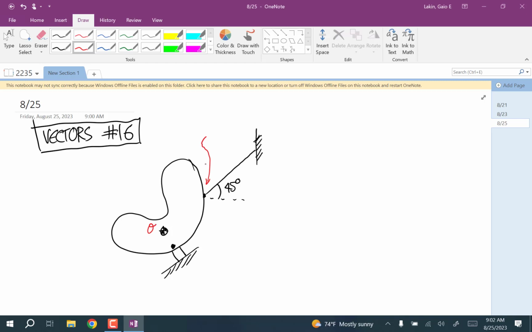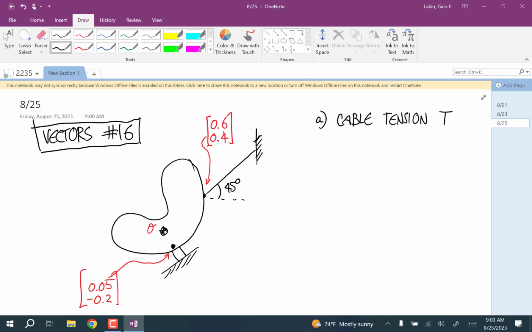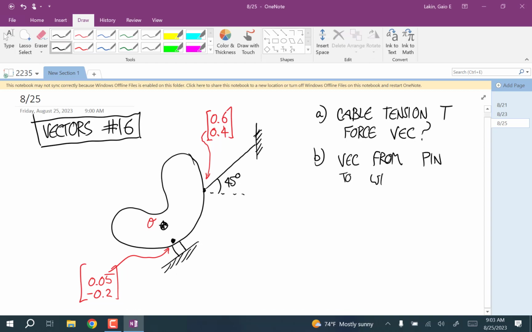The point where the cable connects is 0.6, 0.4. The point where the pin connects with the body is 0.05, -0.2. And then you have to answer a bunch of stuff. So first, if there's a cable tension T, what's the force vector that the cable applies to the body? And then what's the vector from the pin to where the cable contacts the wall?